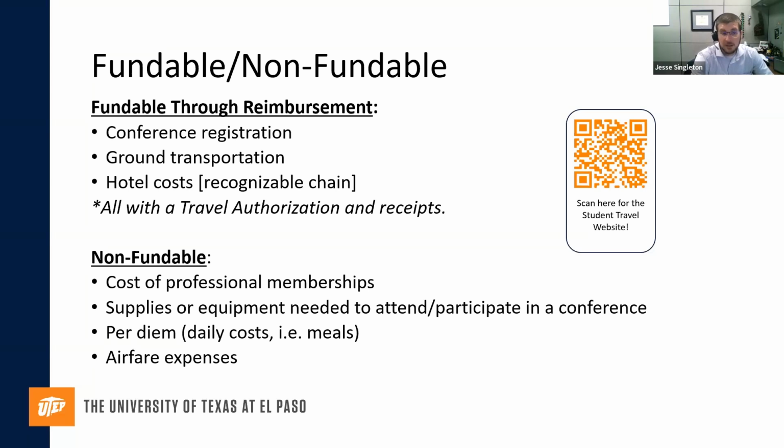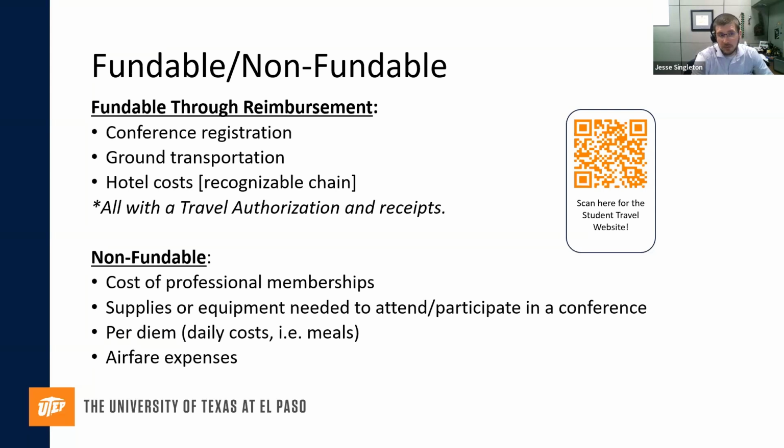We also cannot pay for any supplies or equipment needed to participate or attend the conference. An example I use there would be requesting a new webcam for a digital conference. We cannot buy your webcam. So if you need any specialized equipment, that would be something you need to seek additional outside funding from someone else or pay out of pocket. Again, please don't include those in your proposal.